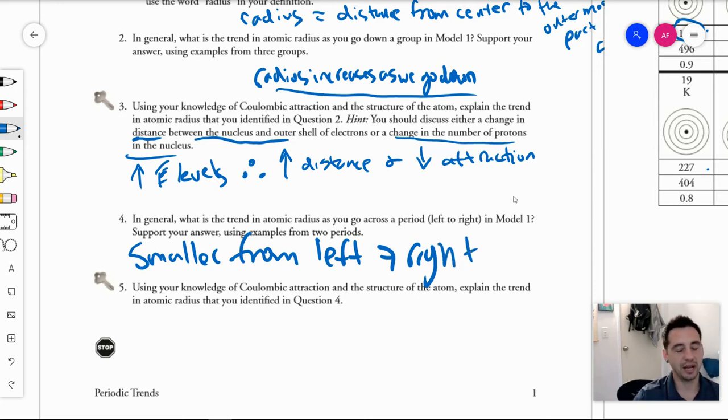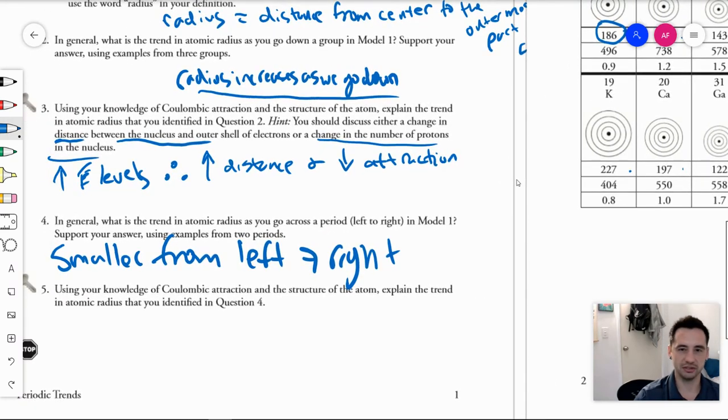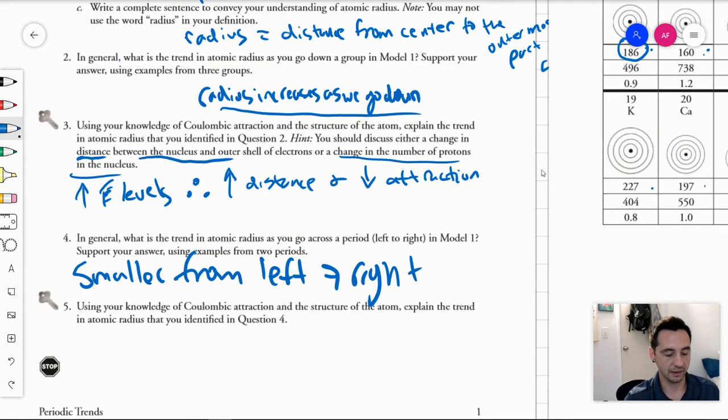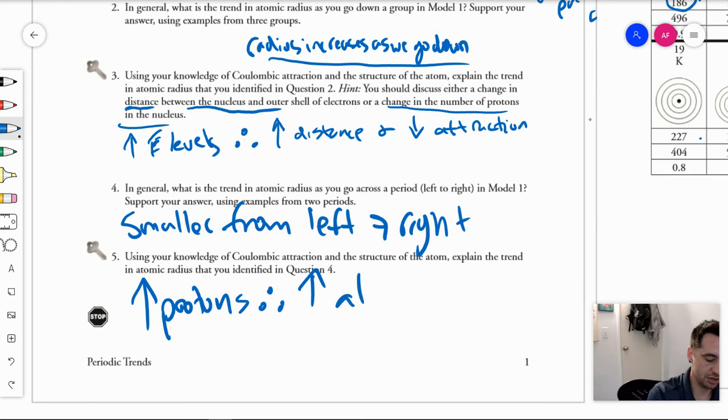Now, why do you think that would happen? What's happening as we move from left to right? Are we increasing energy levels? No, we're not increasing energy levels. What we are increasing, though, is the number of protons. The number of energy levels is not. So as we increase the number of protons, it squeezes the atom tighter and tighter and tighter. So we increase protons, therefore increase attraction.